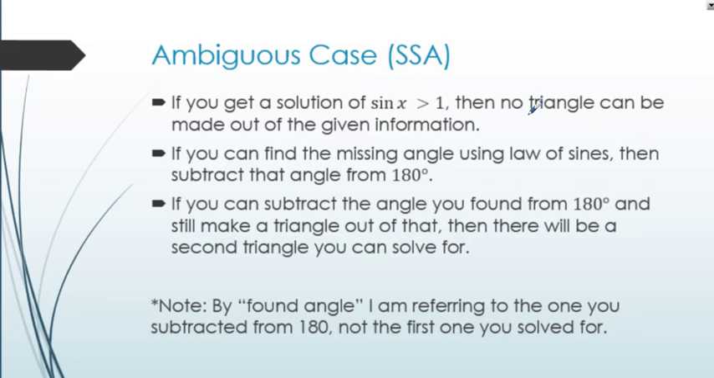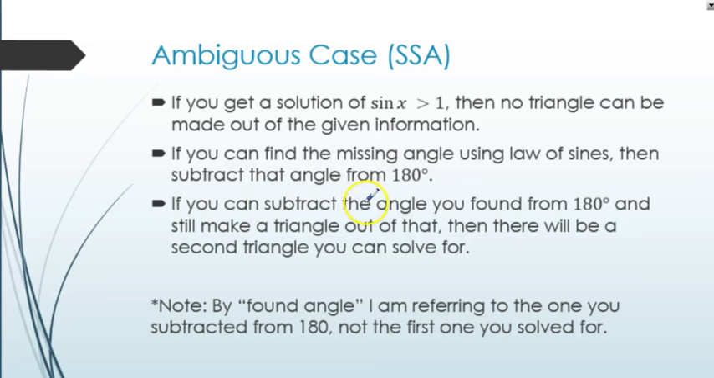There's no triangle possible. If you can find the missing angle, so if you end up with sine of x equal to something less than or equal to 1, so you should be able to get a solution using law of sines, then you're going to want to subtract that angle from 180. And this is where it's going to split into either one or two possible triangles.